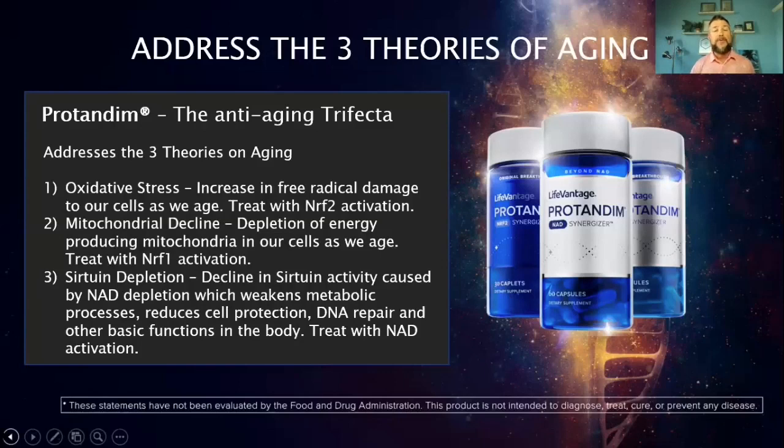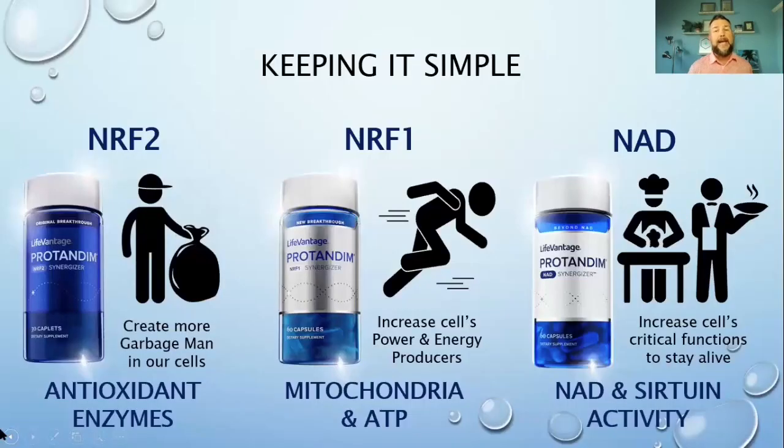First of all, NRF2 is addressing the oxidative stress, which is the increase in free radical damage in our cells as we get older. The NRF1 is addressing the mitochondrial decline as we get older. And now we have NAD synergizer, which is addressing the sirtuin depletion, which is a decline in our sirtuin levels as we get older. So again, it's the anti-aging trifecta.